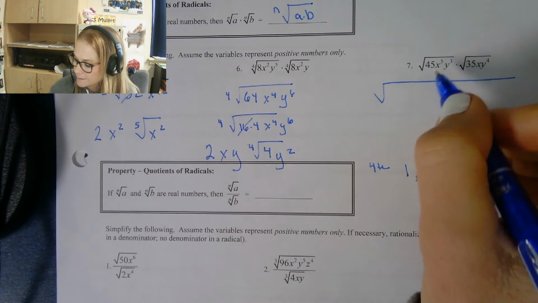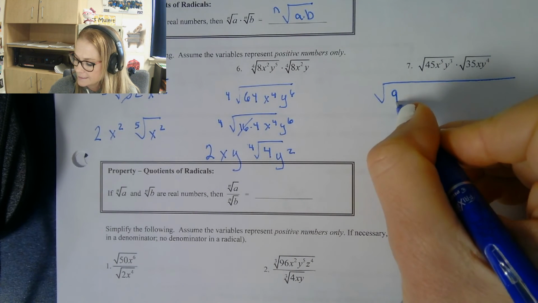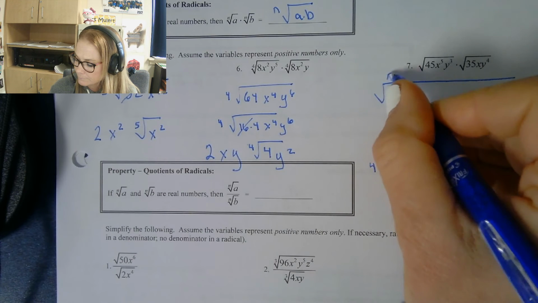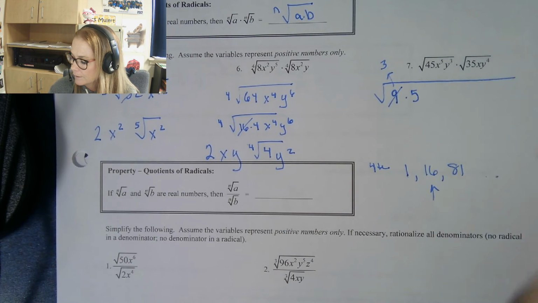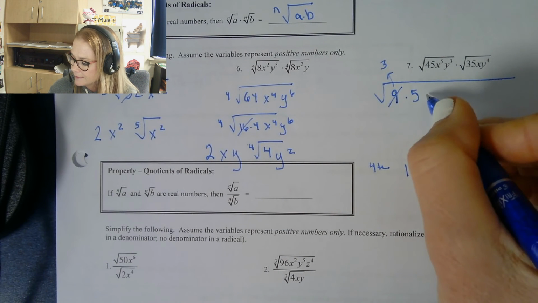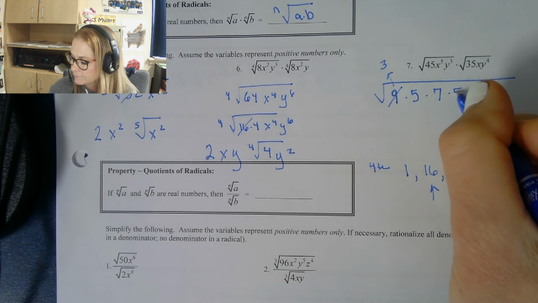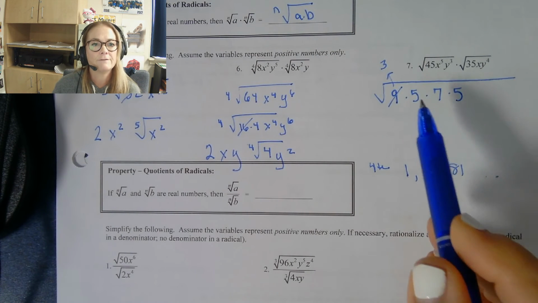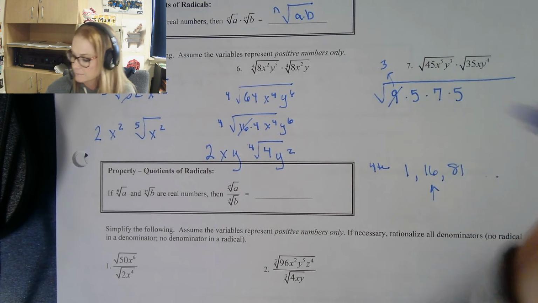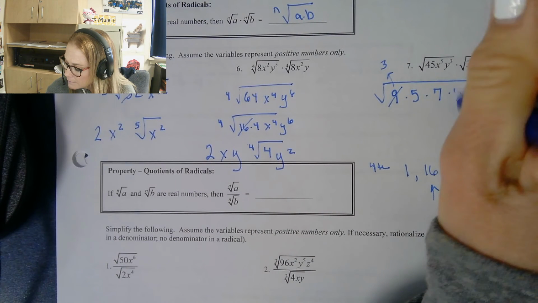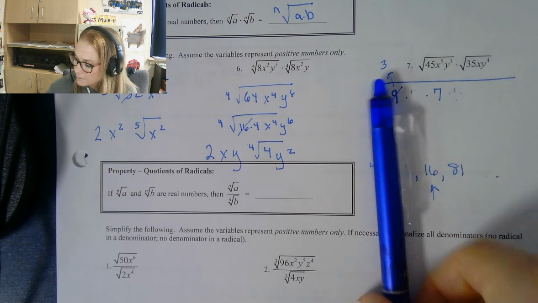Here's something you can do that's better. Just break down 45. So 45 is 9 times 5. That's good, I can take that root. And then 35 is 7 times 5. Can't do anything with that. Well, this 5 times 5 is interesting to me because I can put that 5 times 5 together. 5 times 5 is 25.